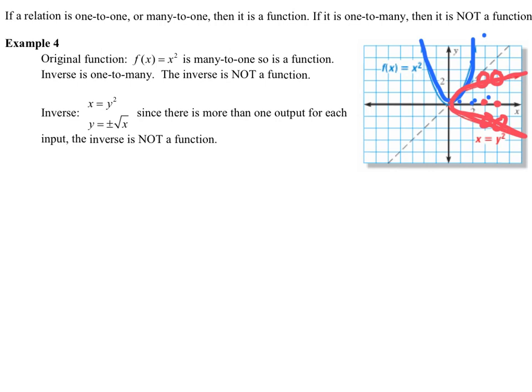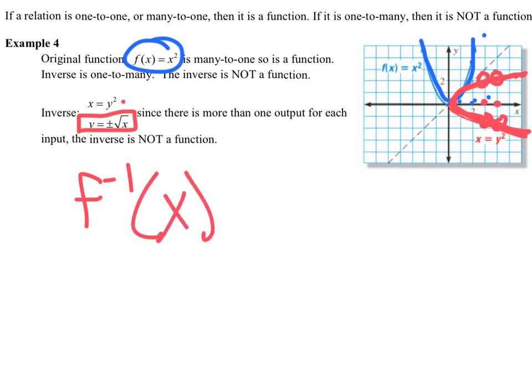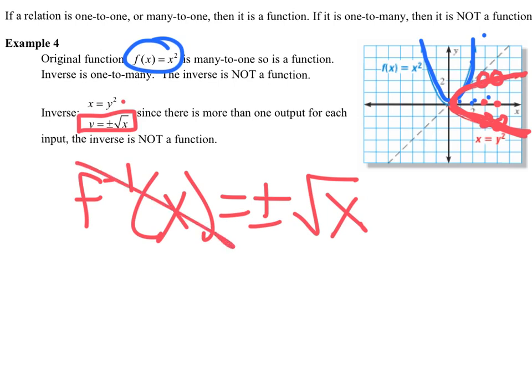So if I were working with quadratics and I had f of x equals x squared, and then I switched my x and y, so I had x equals y squared, to get y by itself you have to take the square root, and don't forget your plus or minus. The plus gives you the top part of it, and the minus gives you the bottom part of it. That's not a function, so you cannot say the inverse is plus or minus the square root of x, because that's not a function. It's a relation, but it's not a function.